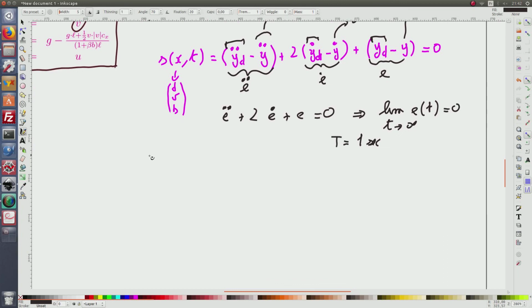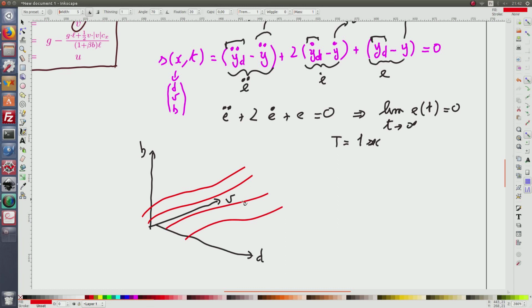And if I draw a picture of this surface, I will have something like this. Here it may correspond to d, for instance, here to v, here to b, and there I have a surface. I draw it like this, a two-dimensional surface, which corresponds to s of x and t equals 0. So this surface is moving. But as soon as I am on this surface, then I will stay on it. If I am able to stay on this surface, then I will move and converge, I don't know how, to one point which corresponds to an error equal to 0.